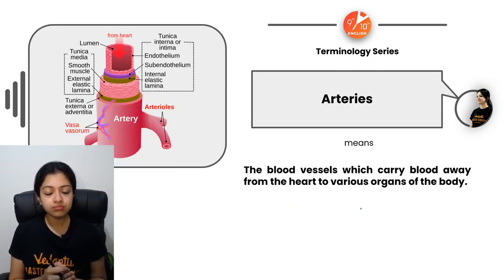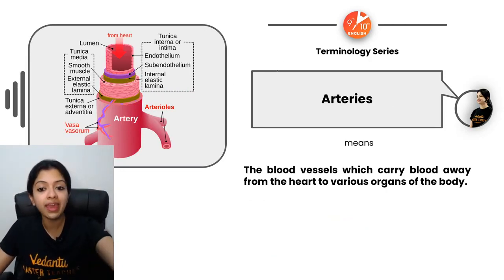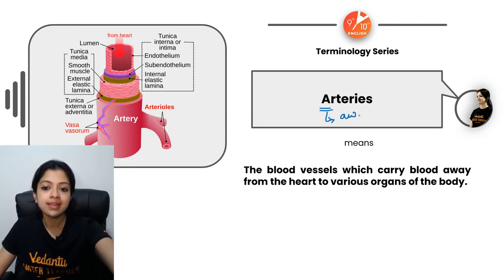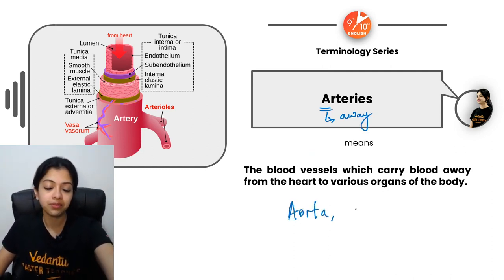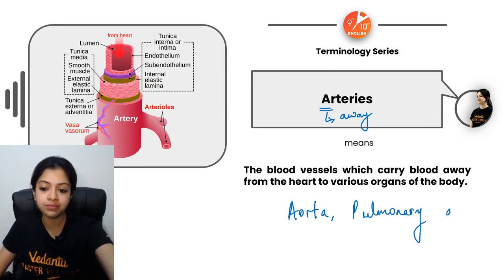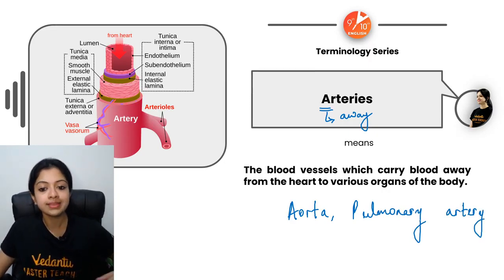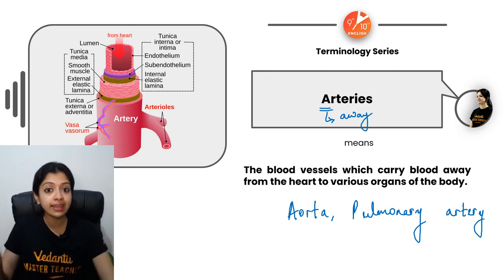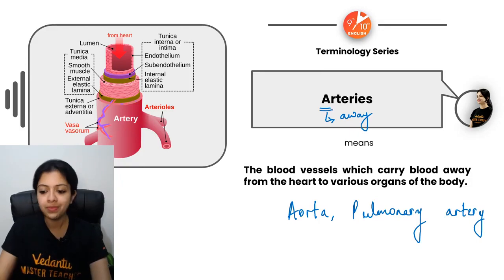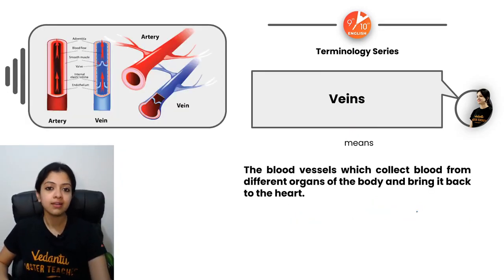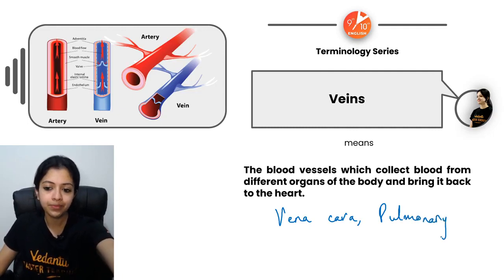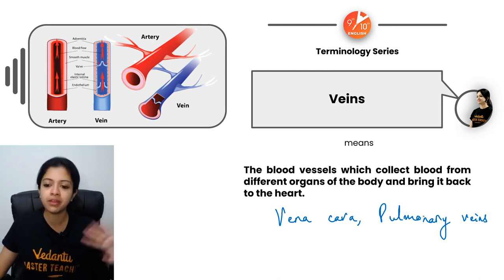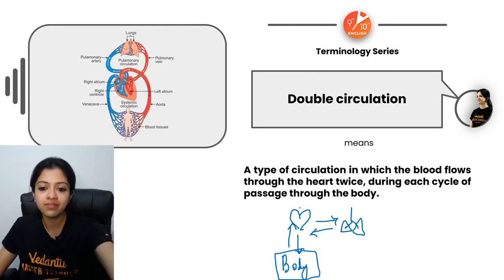Next one, arteries. Arteries are blood vessels which carry blood away from the heart. The best way to remember this is A for artery stands for away. For example, the aorta is the biggest artery. The pulmonary artery also carries blood away from the heart. But also remember that the pulmonary artery is the only exception in terms of carrying deoxygenated blood instead of oxygenated blood. Next one, veins. Veins are blood vessels which carry blood towards the heart. Examples would be the vena cava and the pulmonary veins. Pulmonary veins would be the only exception, like the pulmonary artery, because remember, the heart and lungs have a very, very special bond.